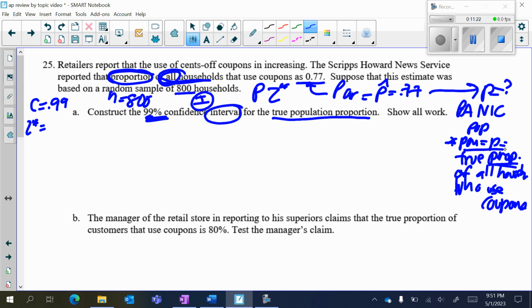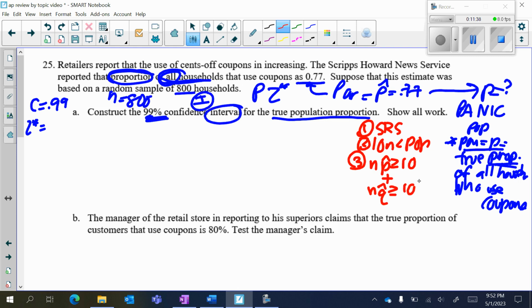Now we would do our assumptions. For proportions, our assumptions are still SRS, still 10N is less than the population of interest. But instead of doing the central limit theorem for means, we have to do NP hat greater than or equal to 10 and NQ hat greater than or equal to 10. If those are met, the sampling distribution of P hat will be approximately normal, and we could proceed with the name of the procedure. The name is called a one proportion Z interval. So the last one was means, and it was a T interval. This is proportion, so it is a Z interval. It's still only one sample, so it's one proportion, okay?